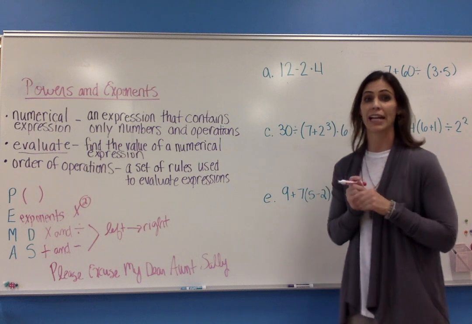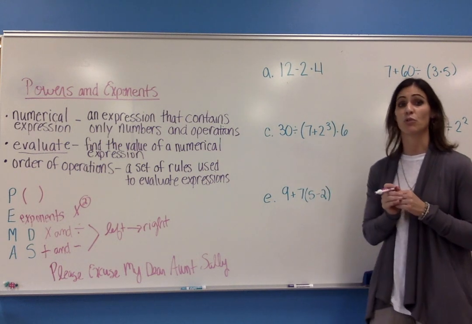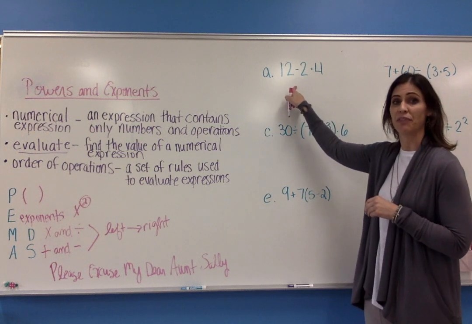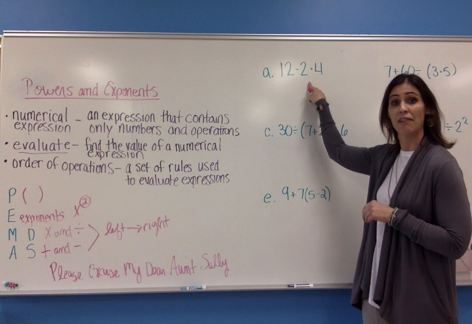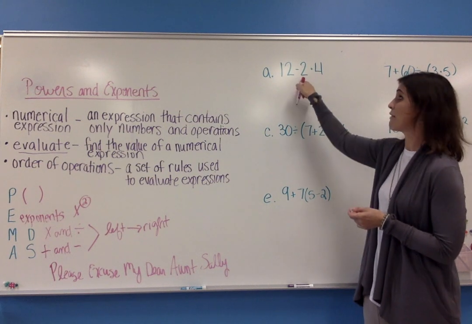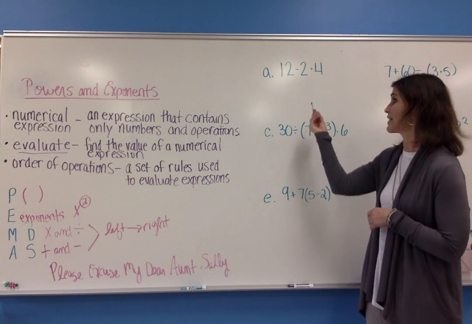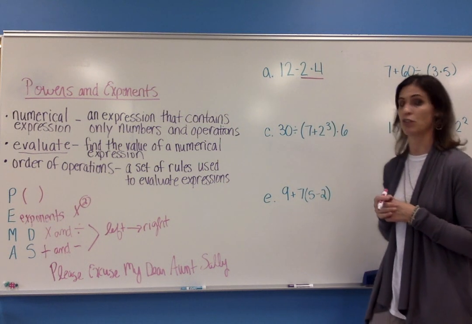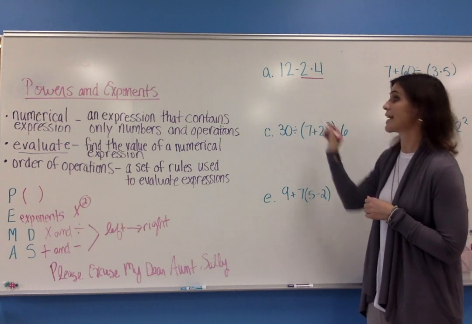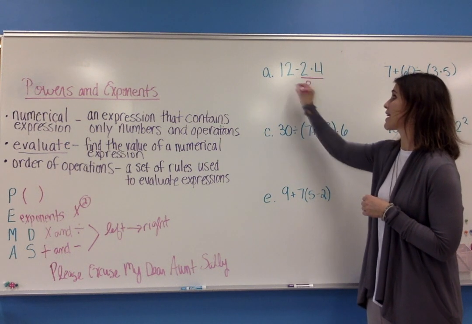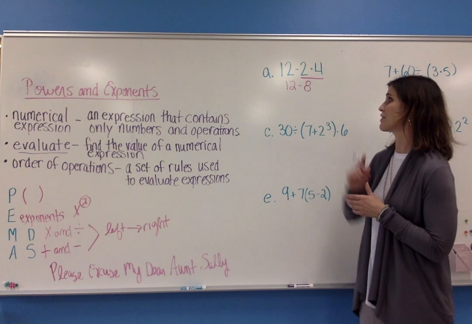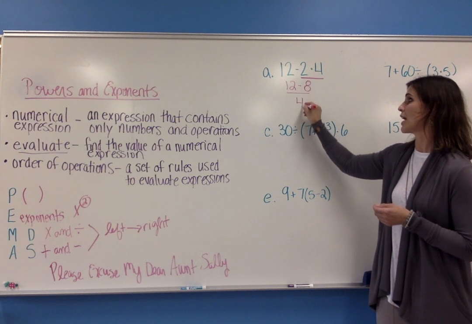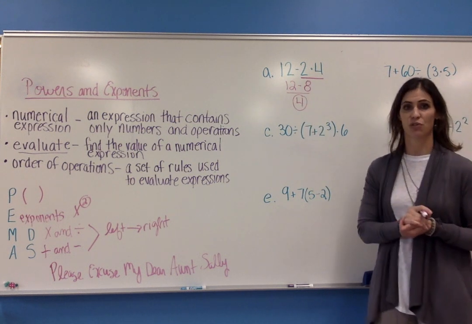We are first going to look at A. 12 minus 2 times 4. You can see that I do not have any parentheses. I do not have any exponents, but I do have a multiplication problem. It's indicated by the dot. I like to underline this problem that I complete first in the expression. 2 times 4 is 8. I'm going to write 8, and then I'm going to recopy the rest of the expression. Now I am left with 12 minus 8, and 12 minus 8 is 4.